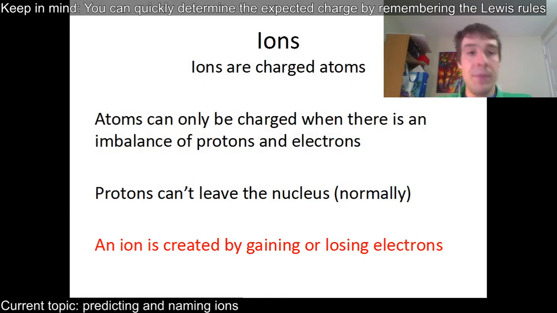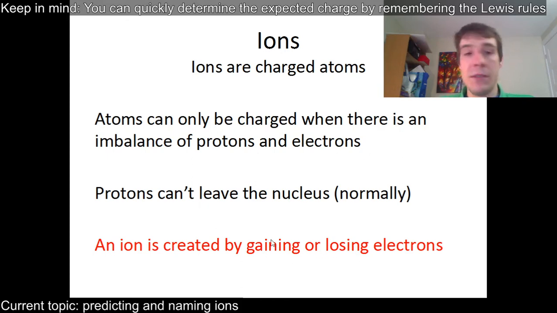Jumping into it, first with predicting and naming ions. Ions are charged atoms, and these atoms can only get charged when they gain or lose electrons. So it has to gain or lose electrons, because if it gained or lost protons, which is the only other way it could gain or lose charge, it would become a different element, right? Carbon always has 6 protons. If we change the proton number, it's going to turn into nitrogen, or boron, or whatever it would turn into.